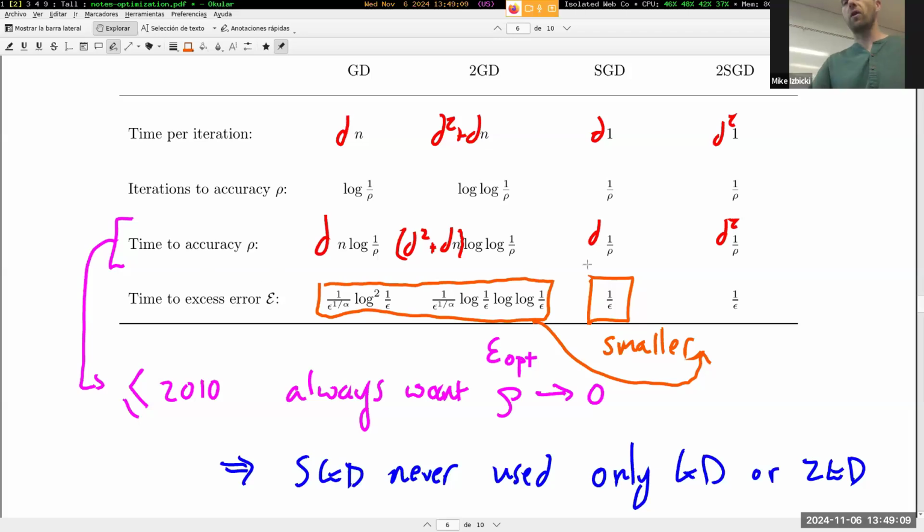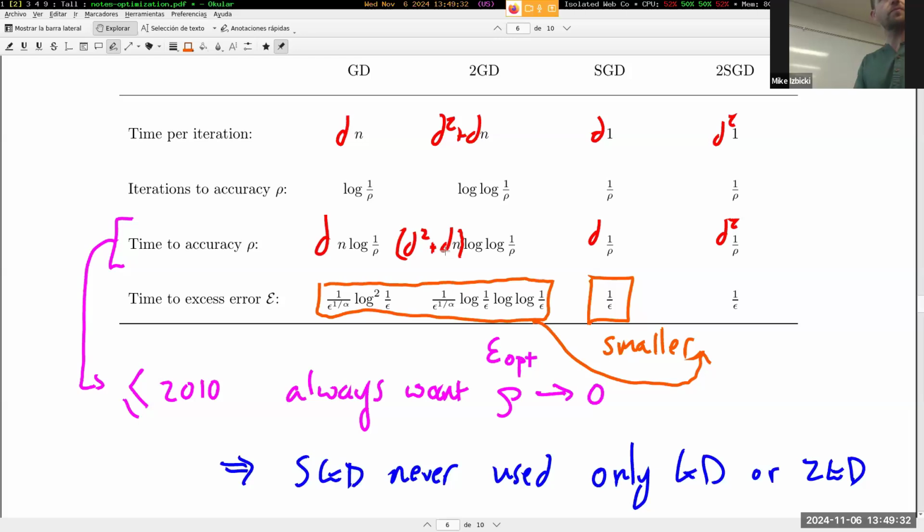If you're trying to make rho actually go to 0, though, the gradient descent bounds are smaller. If rho is actually going to 0 instead of just to our excess error, this epsilon value, this out-of-sample error, then gradient descent or second-order gradient descent is faster.